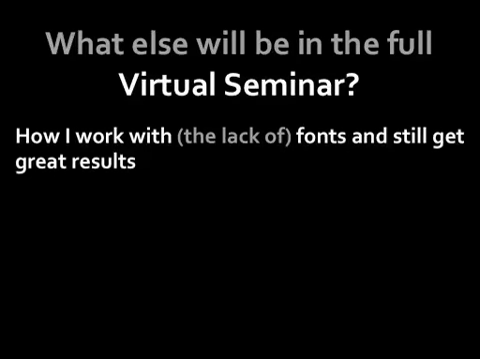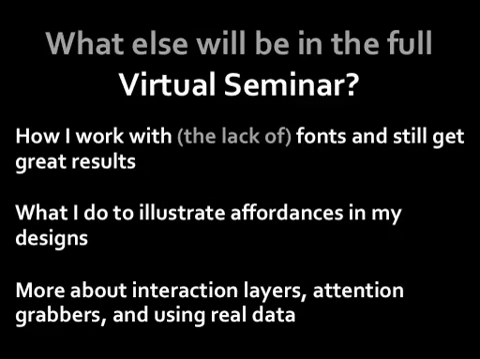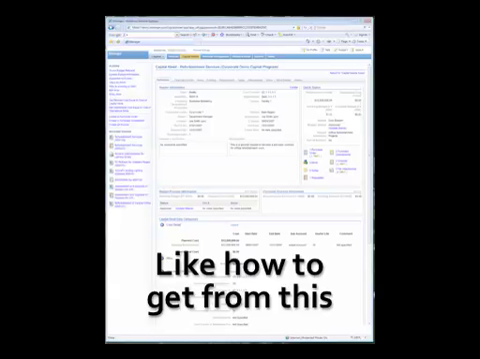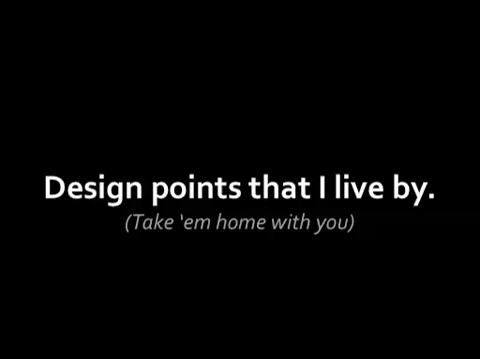I also talk about how I work with and without fonts and still get great results, and what I do to illustrate affordances in my designs. Affordances are the cues that let people know what it is you can click on. And I'll talk more about interaction layers, attention grabbers, and using real data. I'll use lots of real-world examples, like how to get from this to this. I'll talk about design points that I live by, and you can take them home with you.